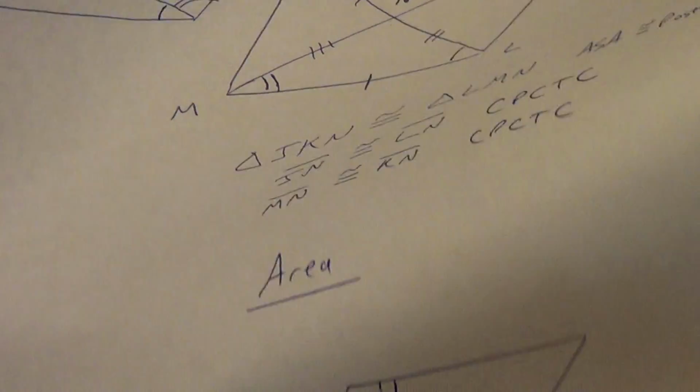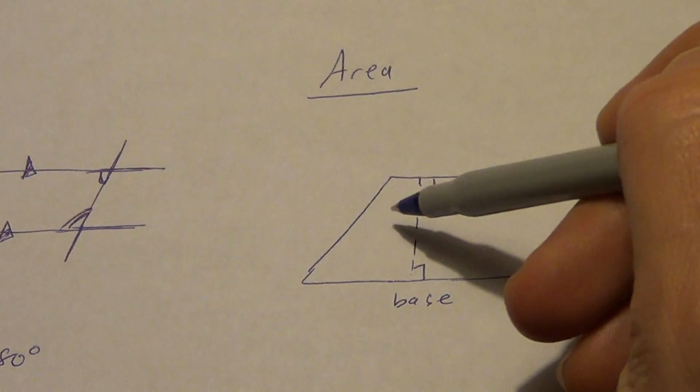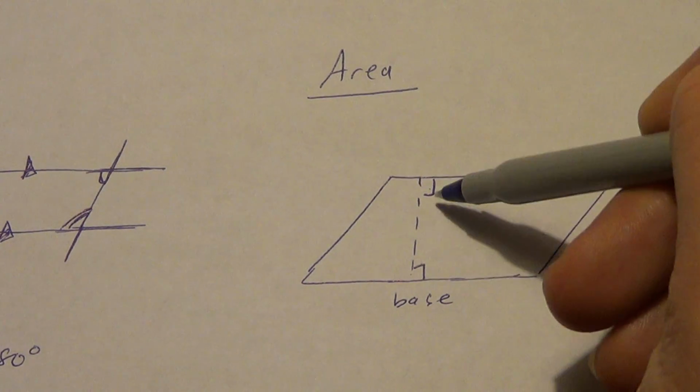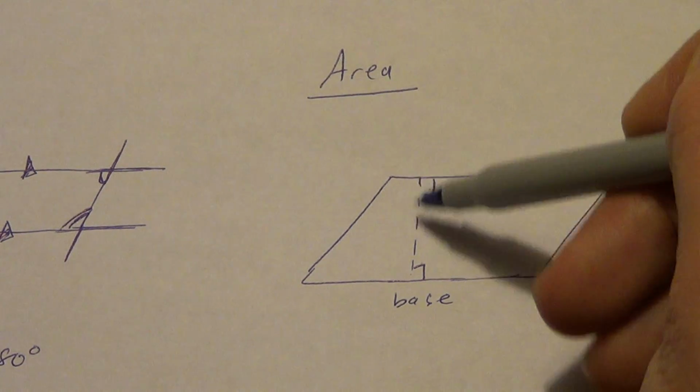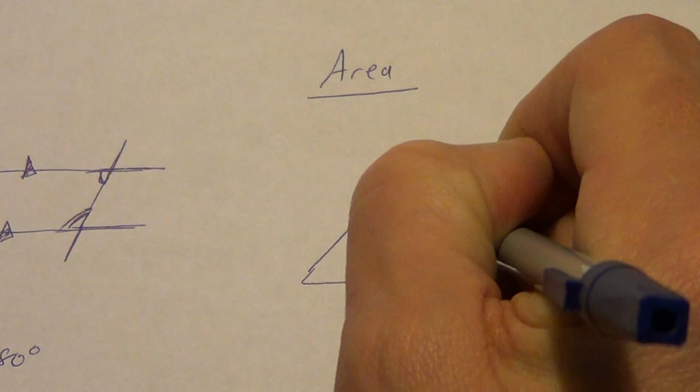Okay, let me show you this. Sorry, I didn't have it in the camera view. All right, there we go. So this is my base. This dotted line has to be perpendicular to both parts because they're parallel. Remember, if you got it perpendicular to one, it's going to have to be perpendicular. That right there is my height.